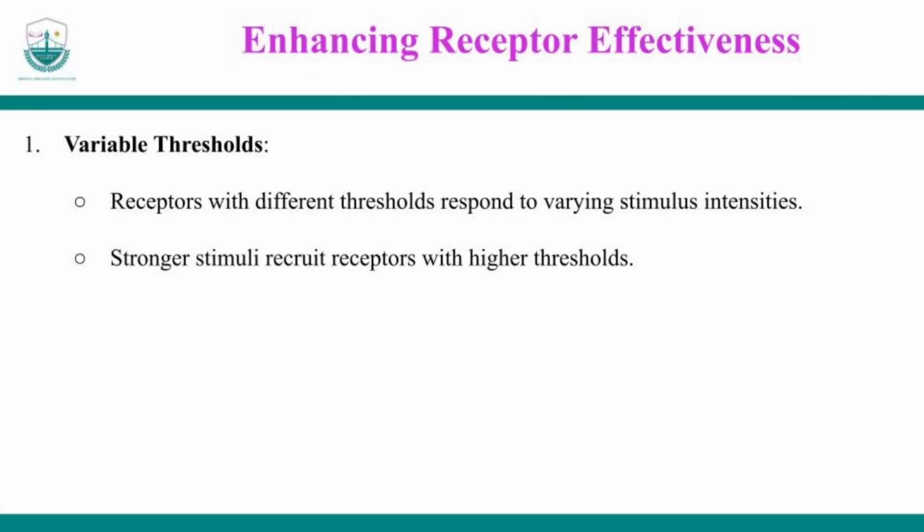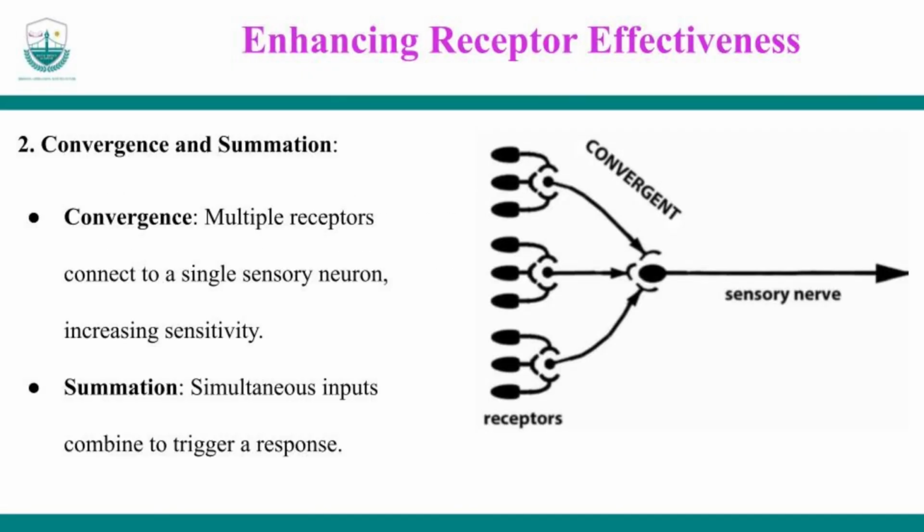And then the other thing is about convergence. These are all receptors, but these receptors are connected to one sensory what? A neuron. That means you stimulate this, stimulate this, stimulate that, stimulate that. It is very easy to reach the threshold value, and then the impulse can be fired. So this is what we call convergence, that you have different receptors converging into one sensory neuron.